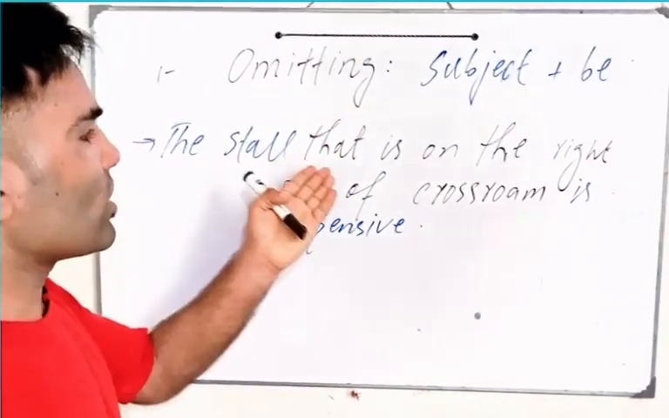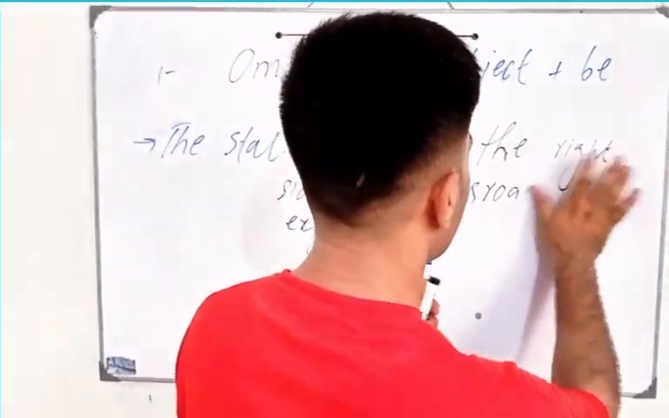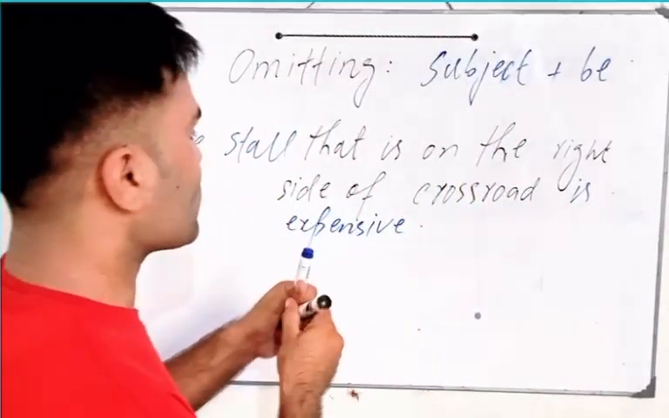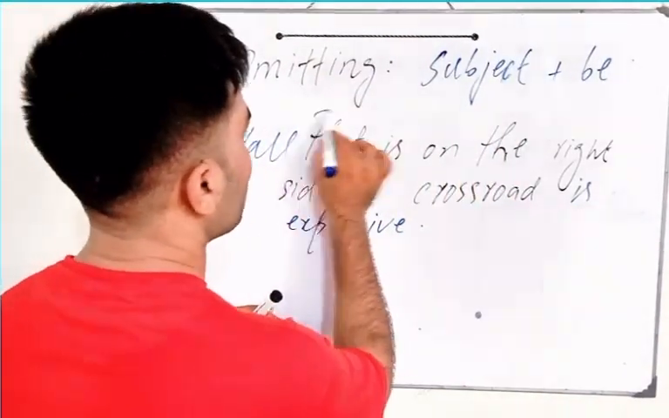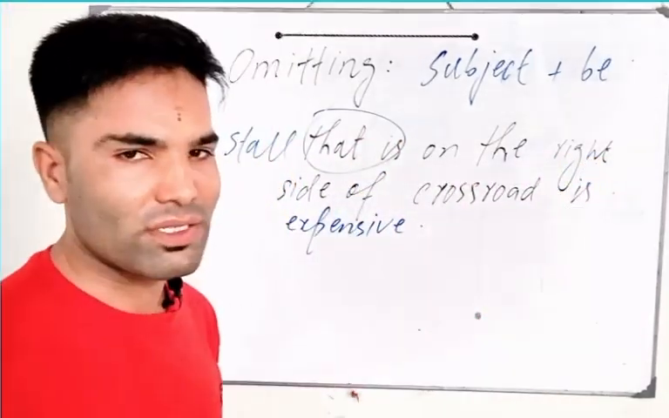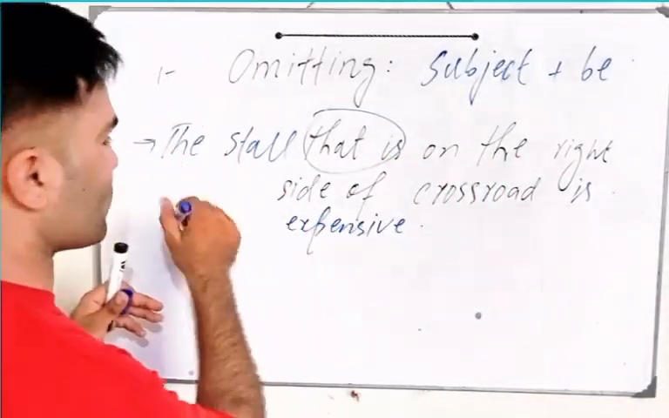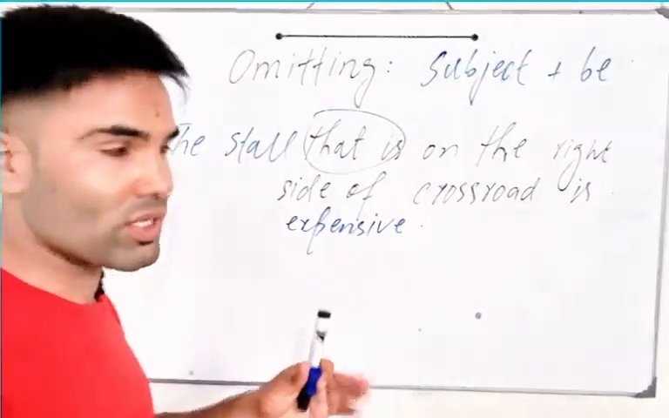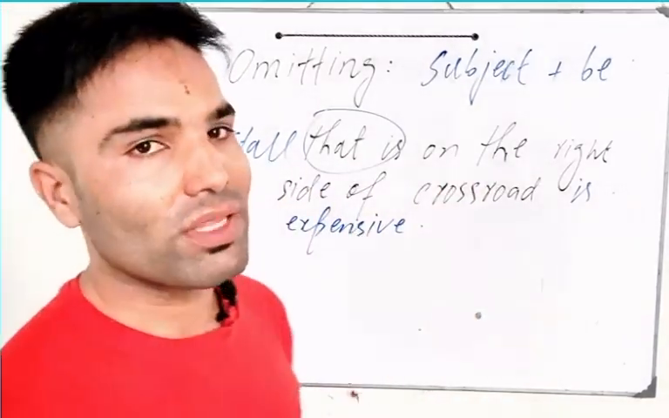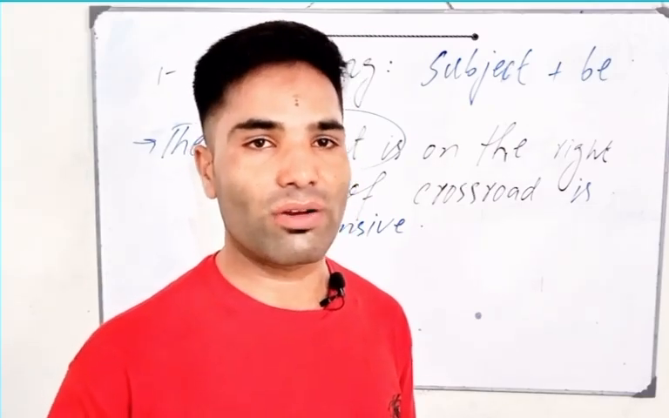Here you could see: this stall that is on the right side of crossroad is expensive. After the subject, that, and the be verb is, there is a prepositional phrase. For this you would just remove that part and close it to the other part, and this would be the reduced adjective clause: this stall on the right side of crossroad is expensive. Now the adjective clause is reduced. Now it is known as a reduced adjective clause. Now let's look at the next.